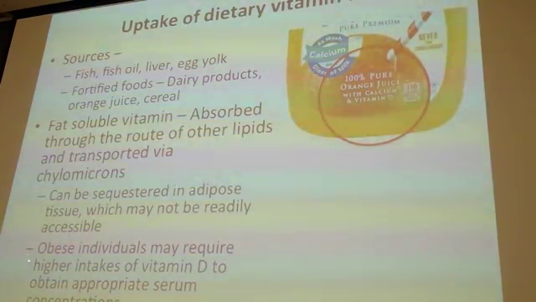So it's been observed that obese individuals might actually require higher amounts of vitamin D intake in order to obtain the appropriate serum concentrations because of this propensity of vitamin D to be sequestered to some extent in adipose tissue and fat.